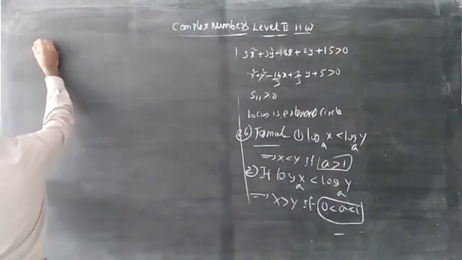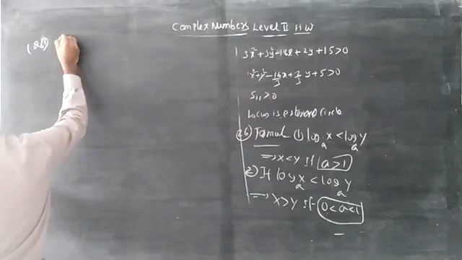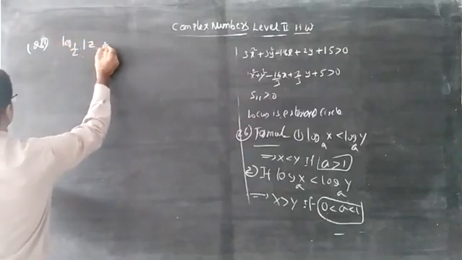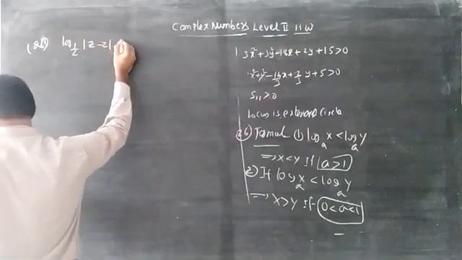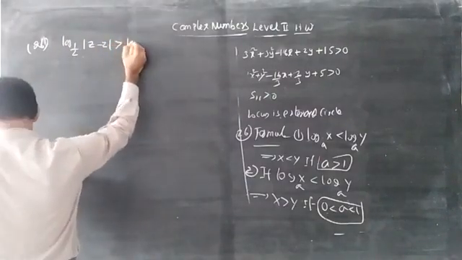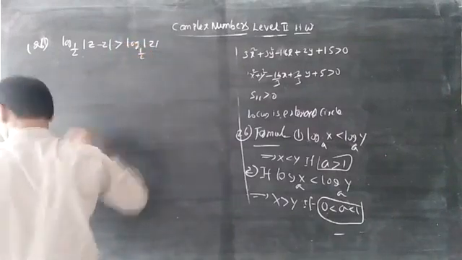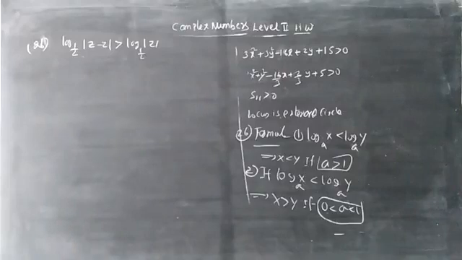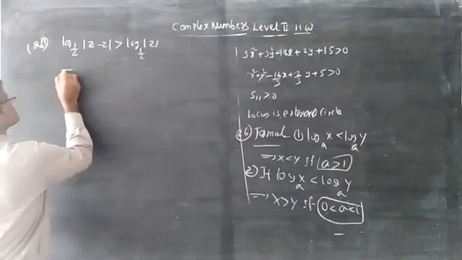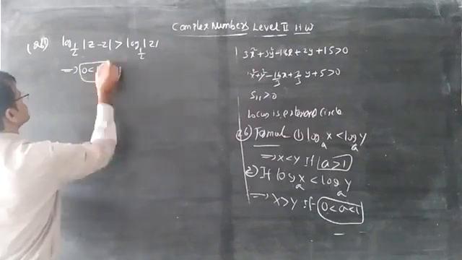26 only students. Logarithm base 1 by 2 of modulus z minus 2 greater than log modulus z base 1 by 2. Then what is the locus? Here it is greater than, so you should mention it is less than, using the concept of 0 less than a less than 1.